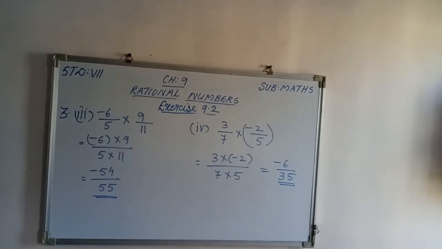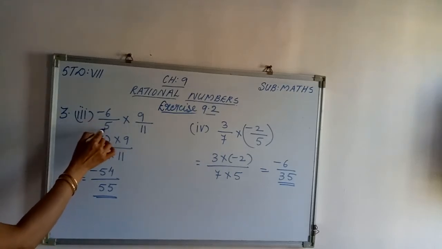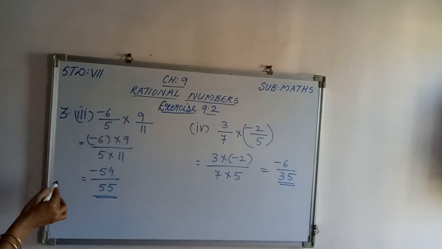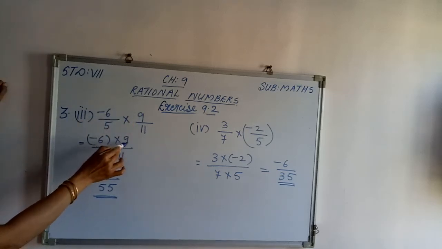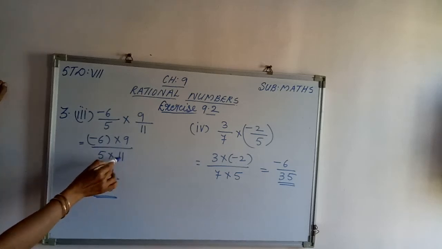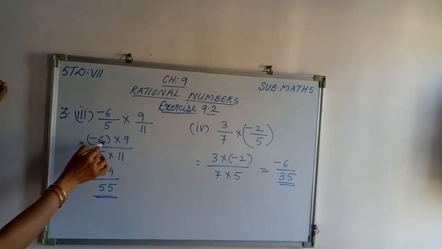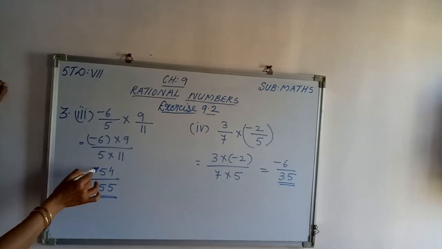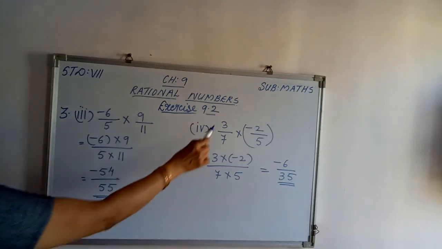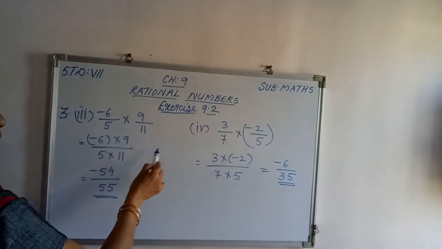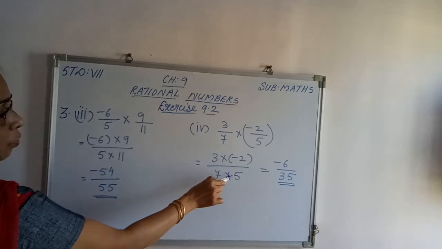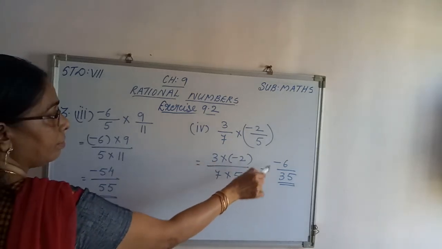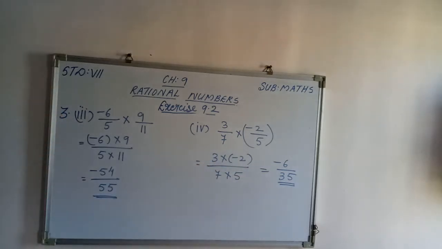Now listen to question 3. Minus 6 upon 5 multiplied by 9 upon 11. So numerators are minus 6 and 9. Minus 6 into 9 upon 5 into 11. Minus 6 into 9, 6 9s are 54. Minus 54 upon 55. Fourth question, same way. 3 upon 7 into minus 2 upon 5. Numerators 3 and minus 2. 3 into minus 2 upon 7 into 5. 3 2s are 6. Minus 6 upon 35.